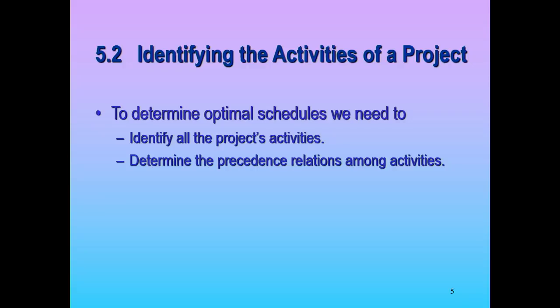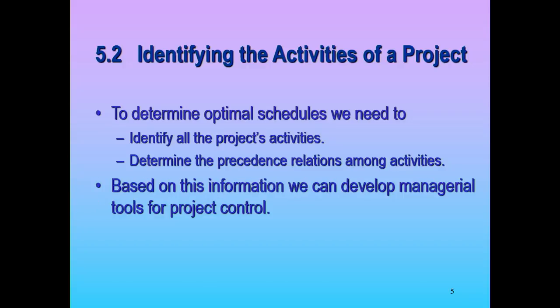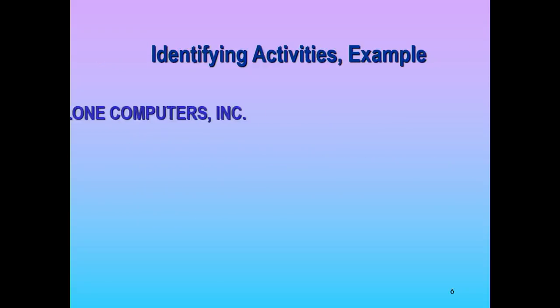We know putting the sauce on is an activity, but we know we do that before we put the cheese on the pizza, right? That's called a relationship. And we talk about precedence relationships among activities. Based on this information, we can go through the project and build a timeline. We can build an early start, early finish, a late start, and late finish for each of the activities.